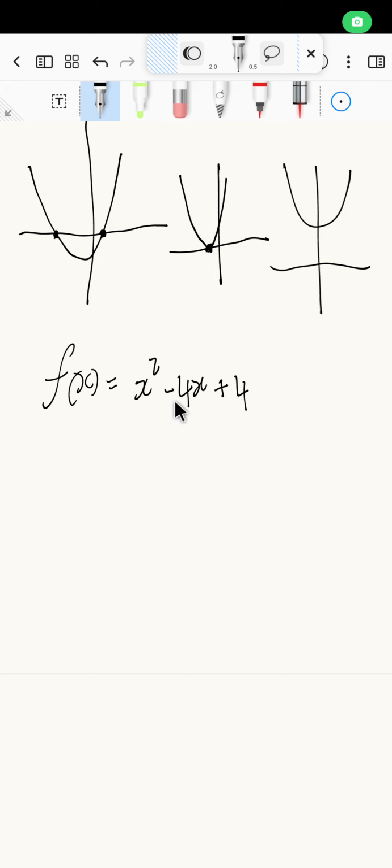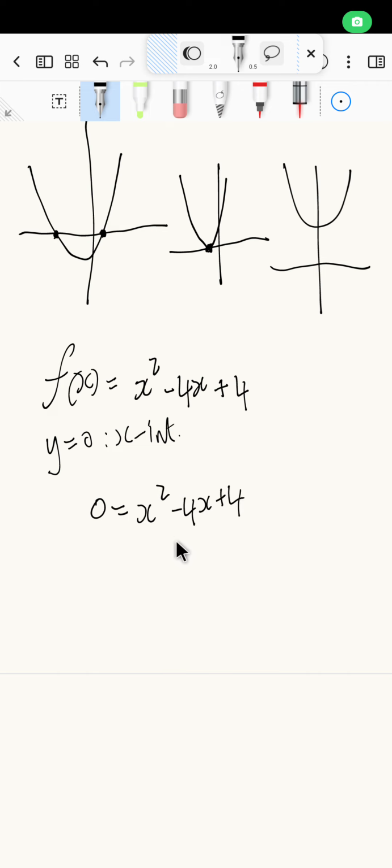Let's find out what the roots of this function are, the actual numbers. You would say, well, those are x-intercepts. How do you find an x-intercept? y must be 0. So y is 0: 0 = x² - 4x + 4. That's easily factorized, but we're not going to factorize it for this video.